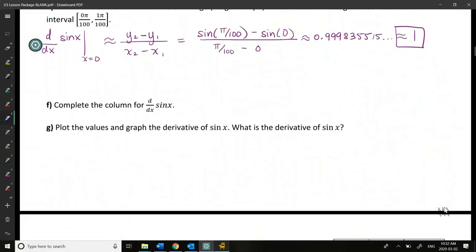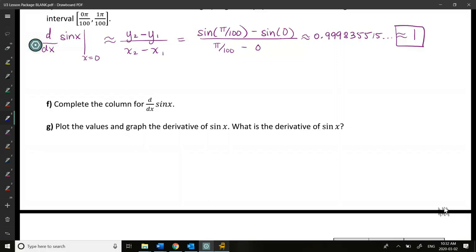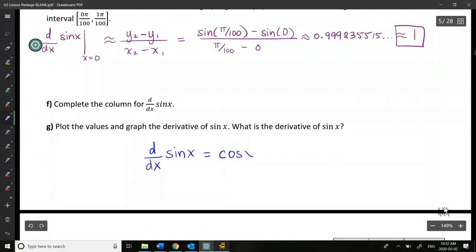Okay, so you can make a final statement here that the derivative of sine x, this is what I labeled the graph with above, is equal to cos x.